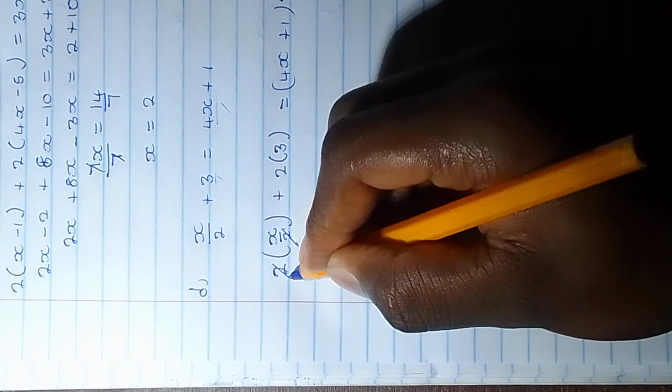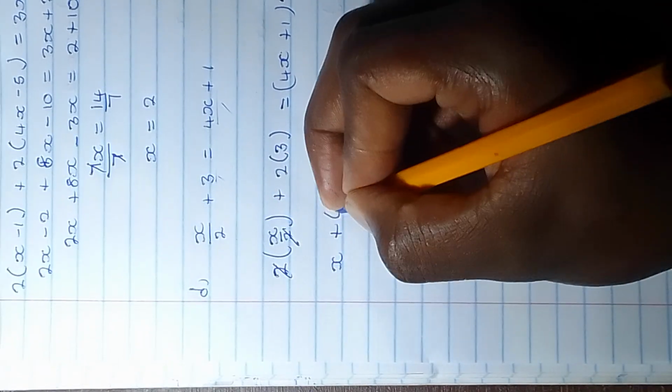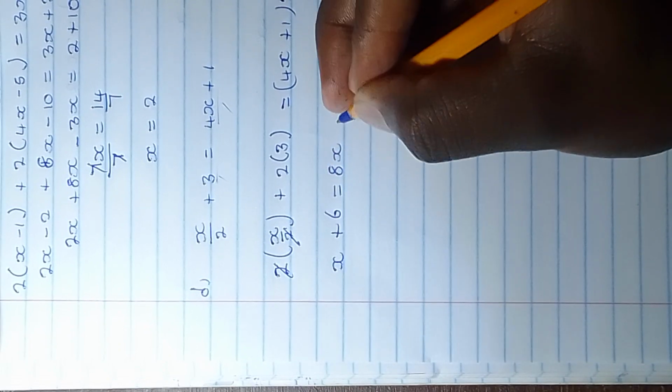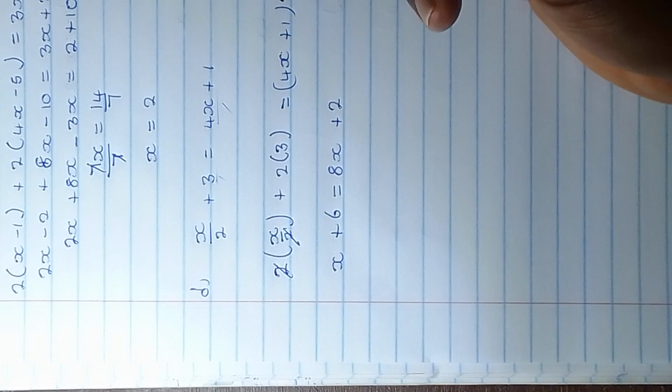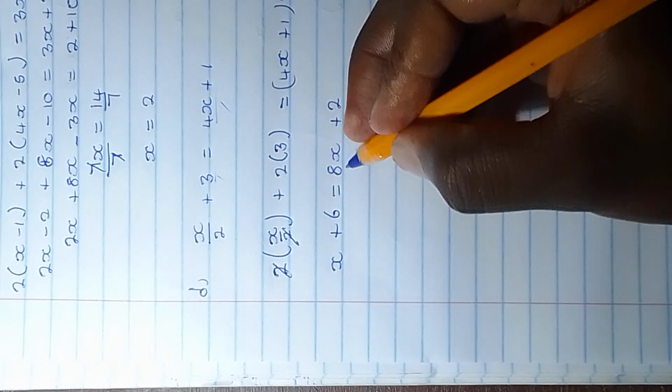So from this 2, divide this 2, then here we're left with x plus 2 times 3, which is 6, equals 4 times 2, which is 8x, and 2 times 1, which is 2. From there, what I did in the first equation, we group the like terms.